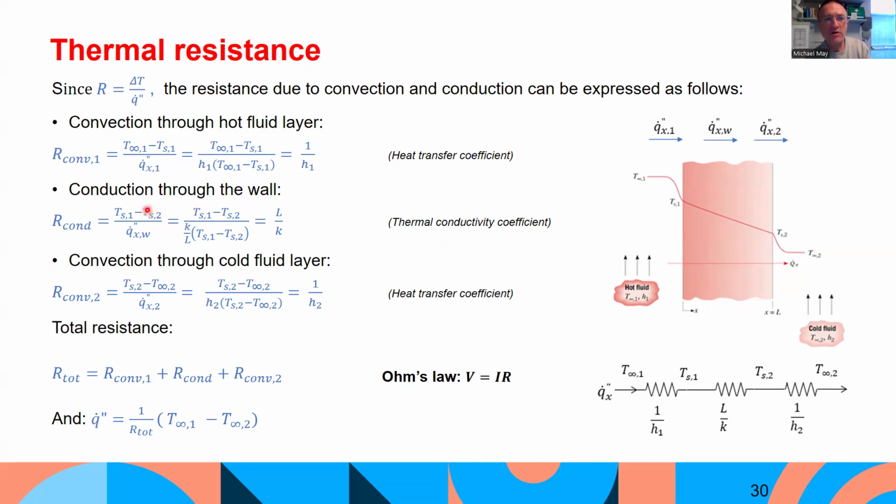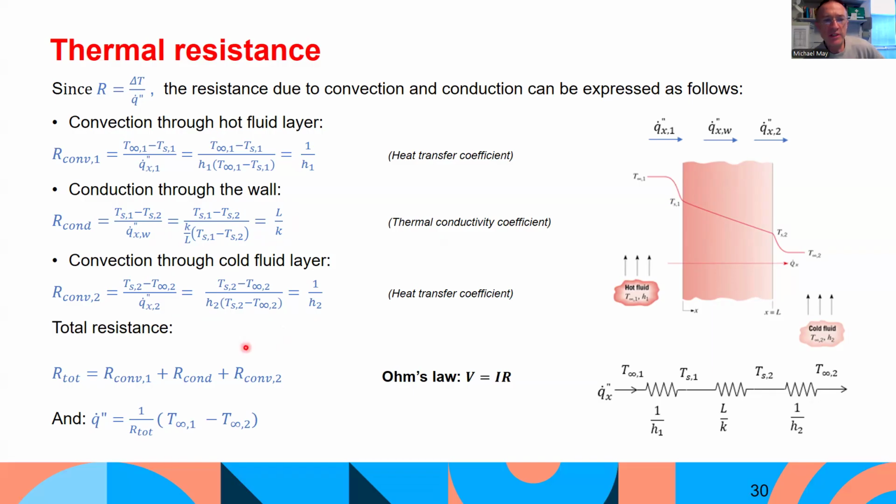Similarly, for conduction, we've got the R value equals delta T over the heat flux, which we've shown already. And the heat flux can be expressed in terms of Fourier's law. So the delta T above and below cancel, and we're left with L over K. So the R value for conduction can be expressed in terms of the thickness of the layer we're dealing with divided by the thermal conductivity coefficient. And once again, for the cold fluid layer, convection, the R value can be expressed as 1 over the heat transfer coefficient. So that's useful to know, that we can calculate the R values in terms of the heat transfer coefficients and the thermal conductivity coefficients.